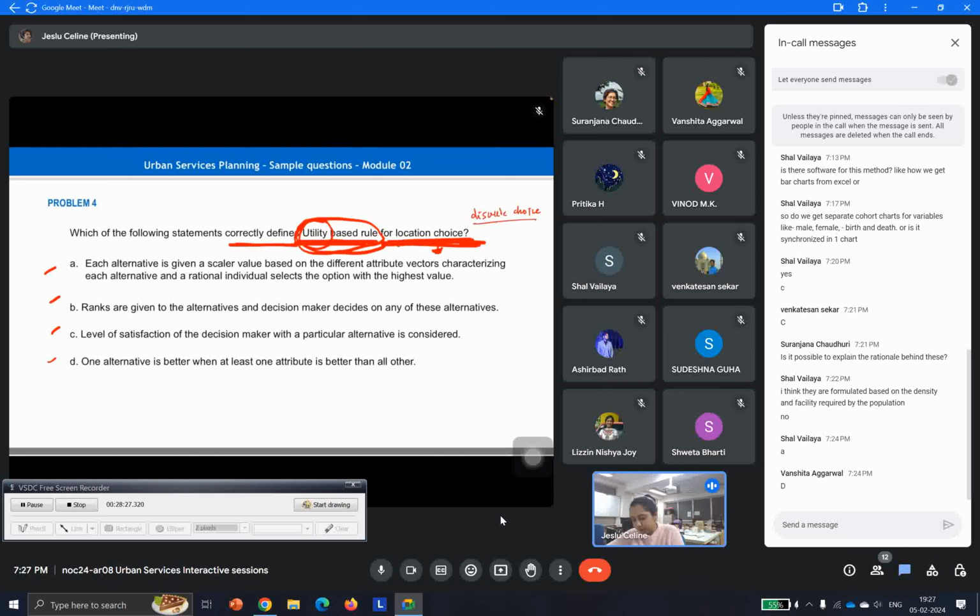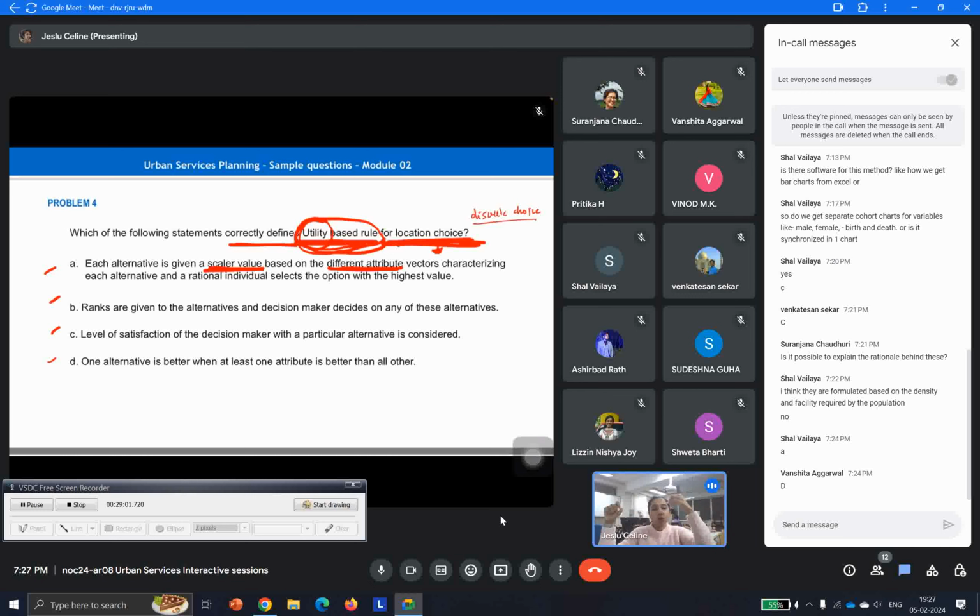So we have the first one where each alternative is given a scalar value based on different attribute vectors characterizing each alternative, and a rational individual selects the option with the highest value. Does this sound familiar to utility based rule? So as we are discussing, there are different attributes, and for each attribute, a scalar value is given. So the idea is you have a utility based rule, which means you need to maximize a utility.